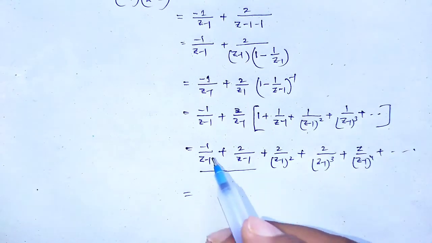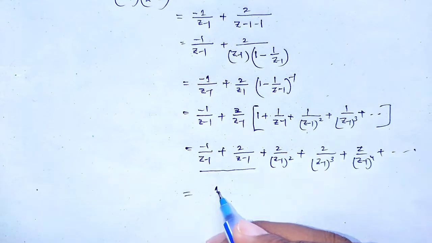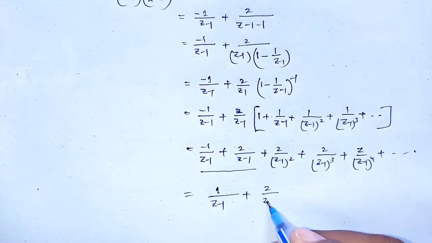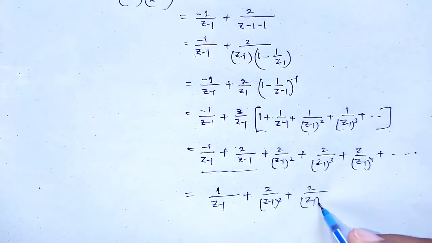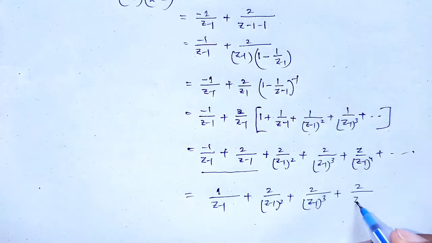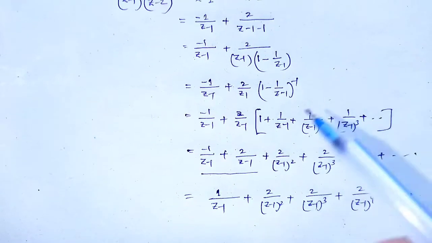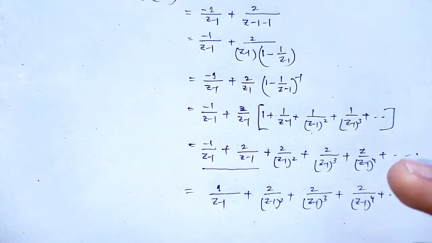In these two terms, minus 1 divided by z minus 1 plus 2 divided by z minus 1, we have 1 divided by z minus 1 plus 2 divided by z minus 1 square plus 2 divided by z minus 1 cube plus 2 divided by z minus 1 to the power fourth. The series continues. So the given function is now expanded by using Laurent series.